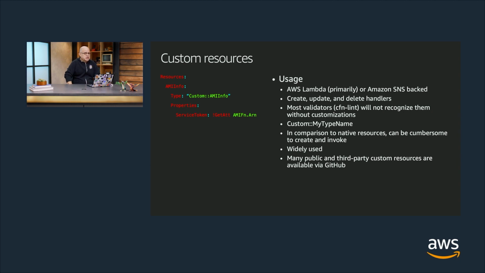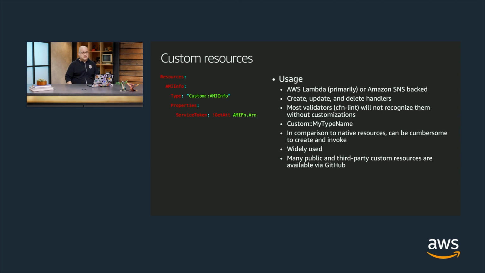You'll notice that in the snippet on the left, I've called out an example of how you would, once the custom resource is created and the Lambda is deployed into your account, call that custom resource with the Custom:: namespace. And then you would type your resource name. Here's a very basic example of an AMI info custom resource that you can use, for example, to get the latest ARN for a particular AMI image.